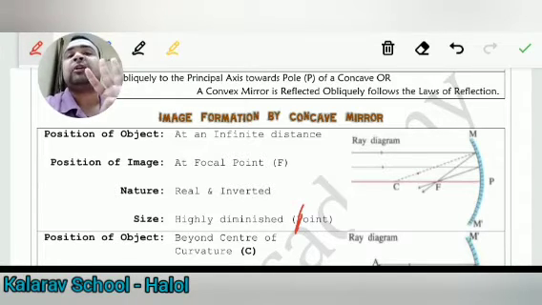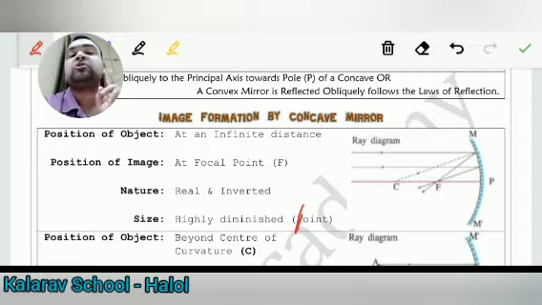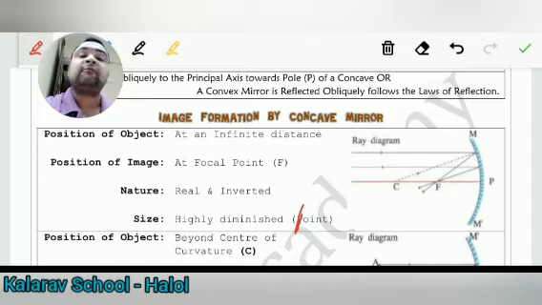The fourth part we are not using. But the initial three parts, the parallel ray, the ray through F and the ray through C, we are always using, and out of the three we only draw two types of ray. One is by default the parallel ray, and we are constructing the ray diagram of the mirrors, that is the concave mirror and the convex mirror.